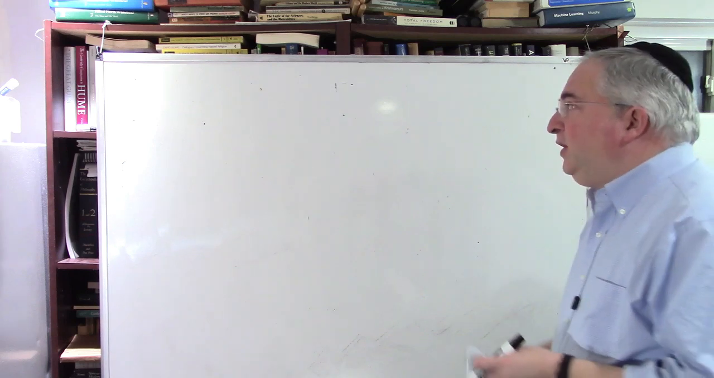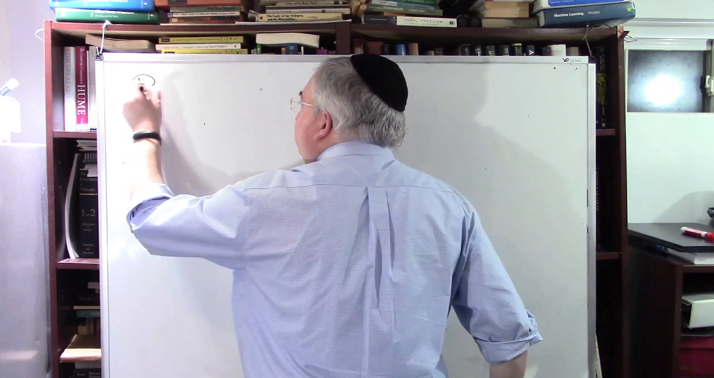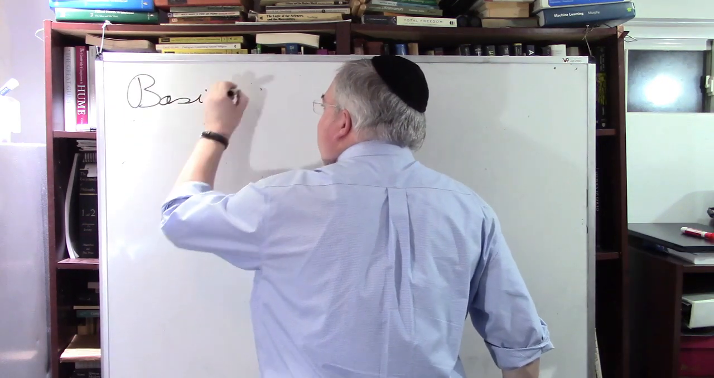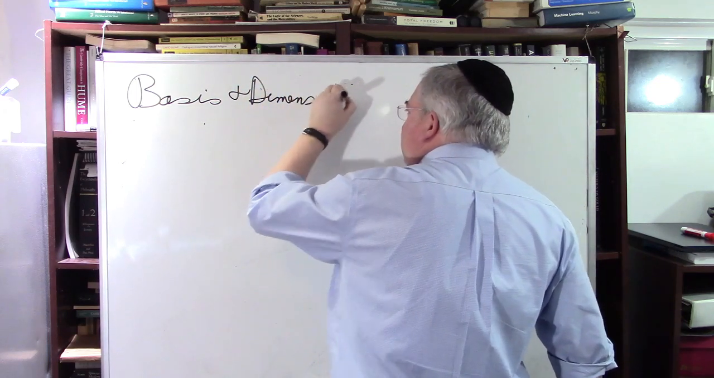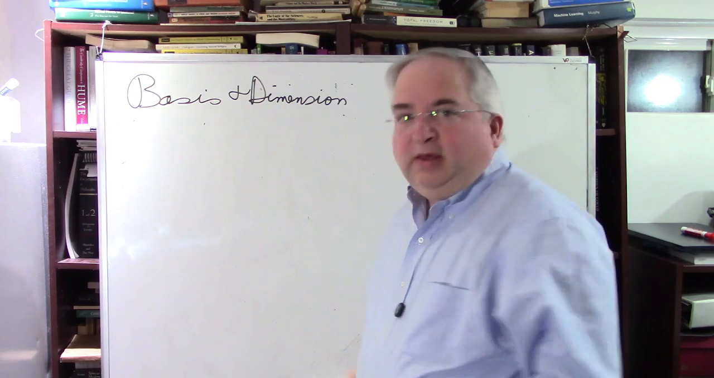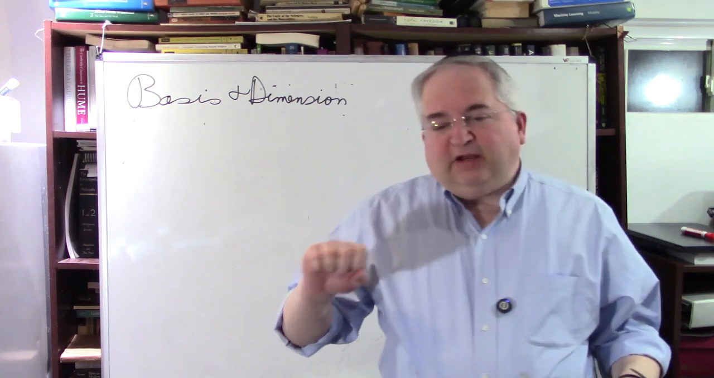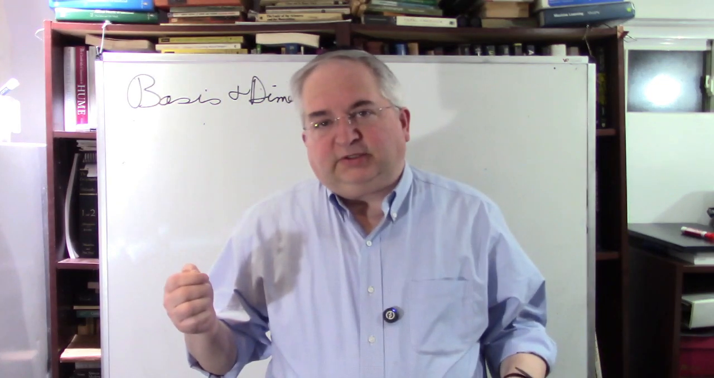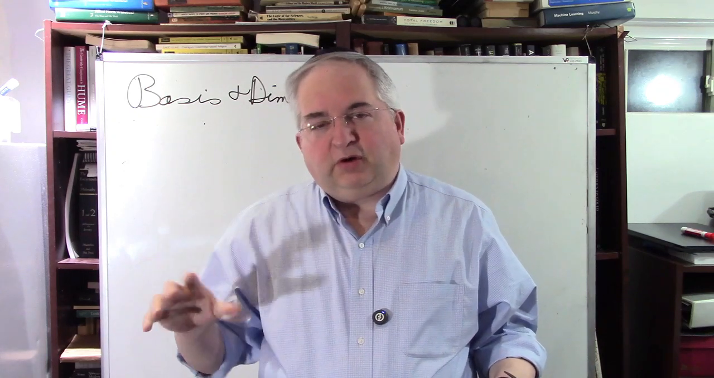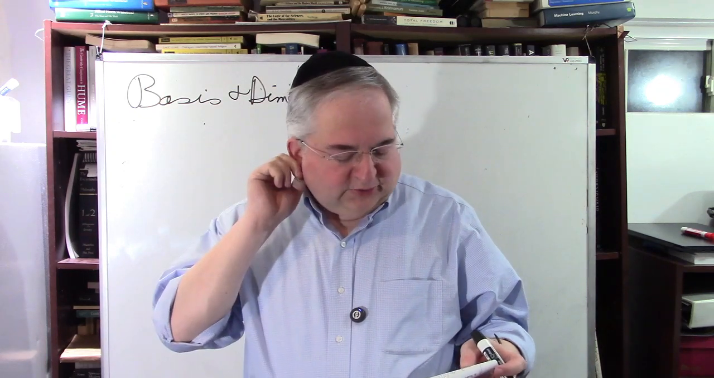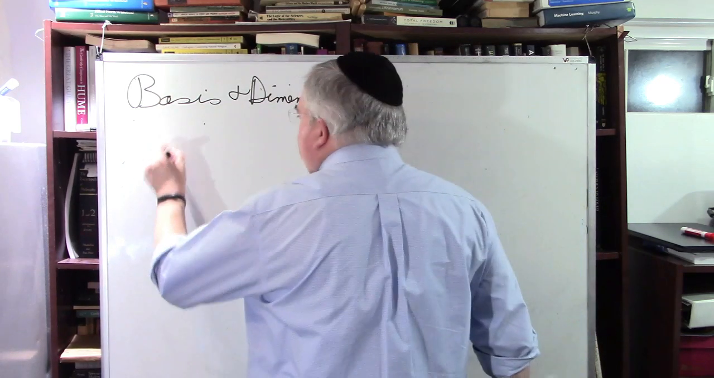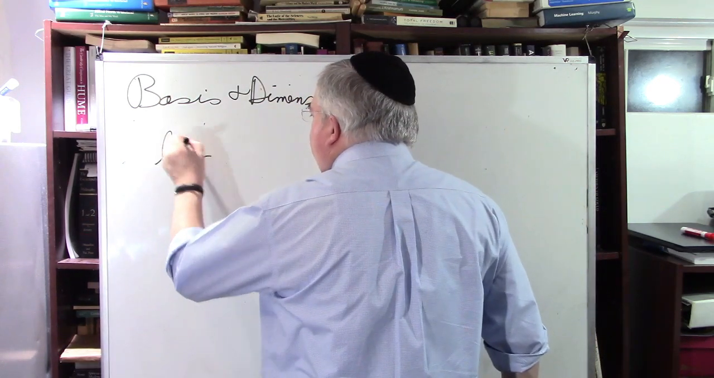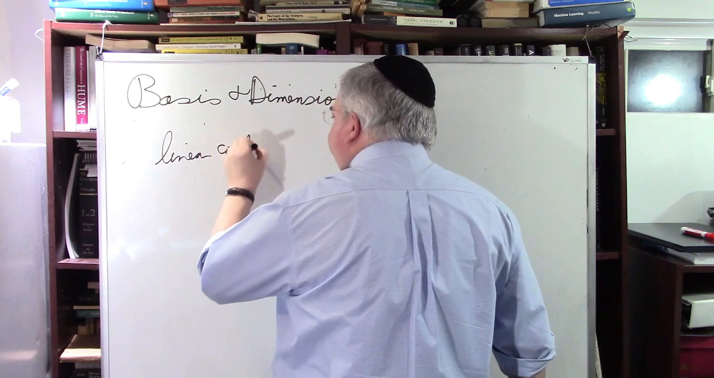Very nice. Okay, now I want to talk about basis and dimension. A basis is kind of like a core of a vector space. Again, when we saw the core of a linear transformation, it is kind of the kernel, but this is kind of the core of the vector space in the following sense. So we have to talk about a linear combination.